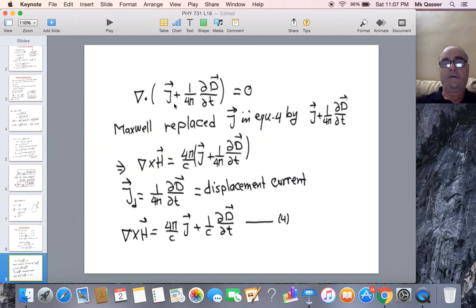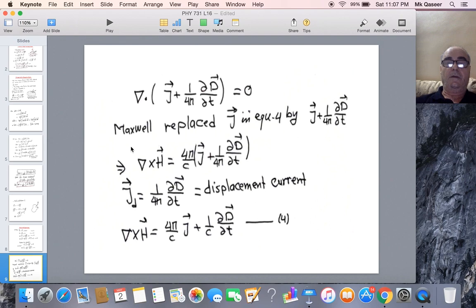So we have divergence of (j plus 1 over 4 pi ∂D/∂t) equals 0. Maxwell replaced j by j plus 1 over 4 pi ∂D/∂t. This is a new term, called the displacement current density.